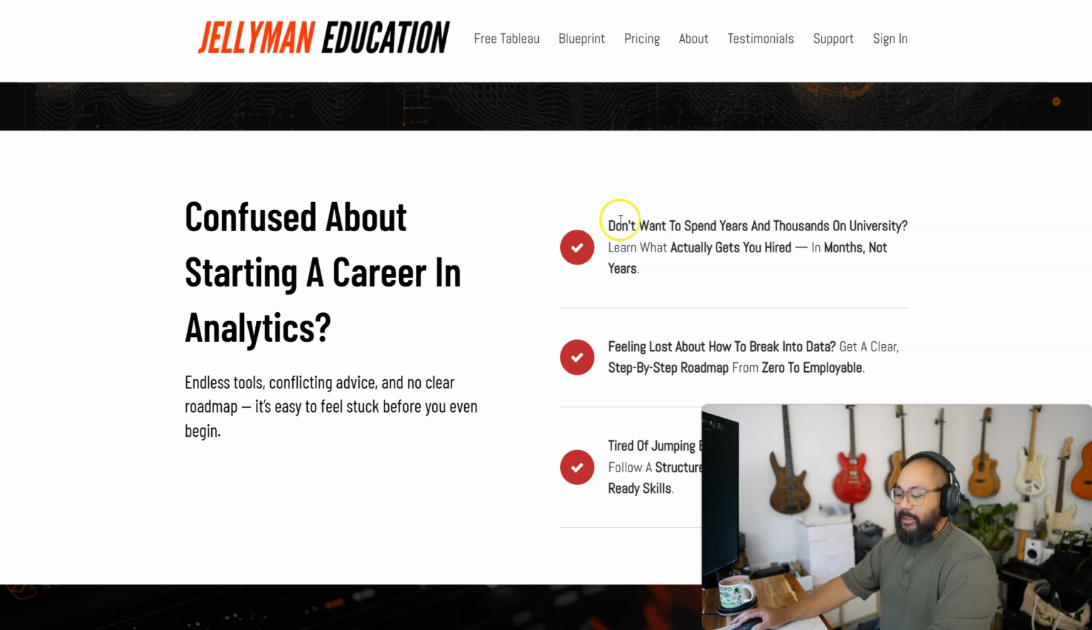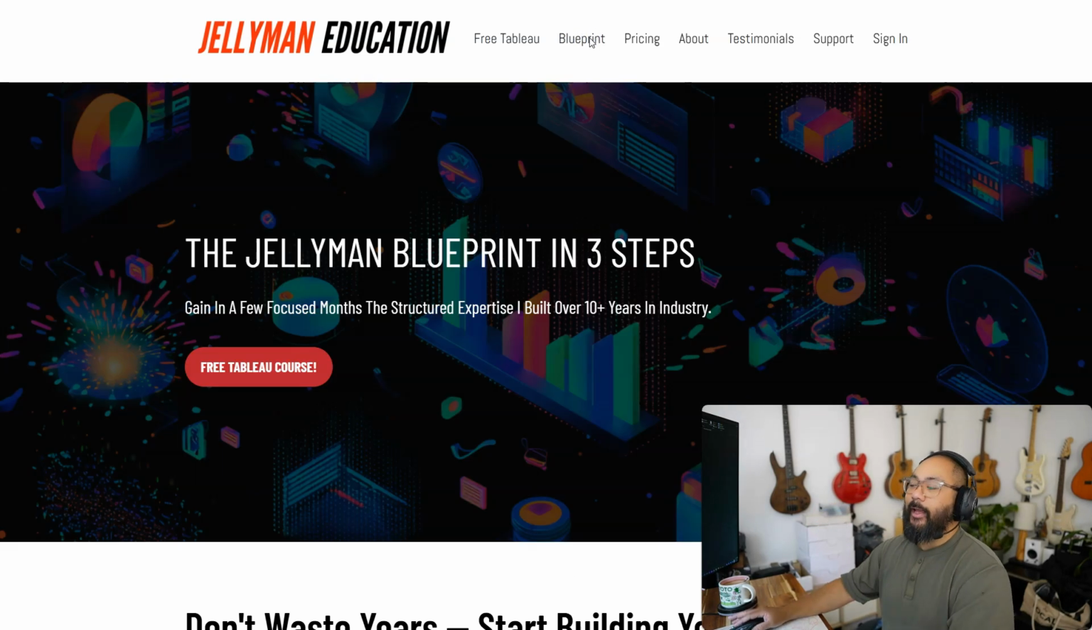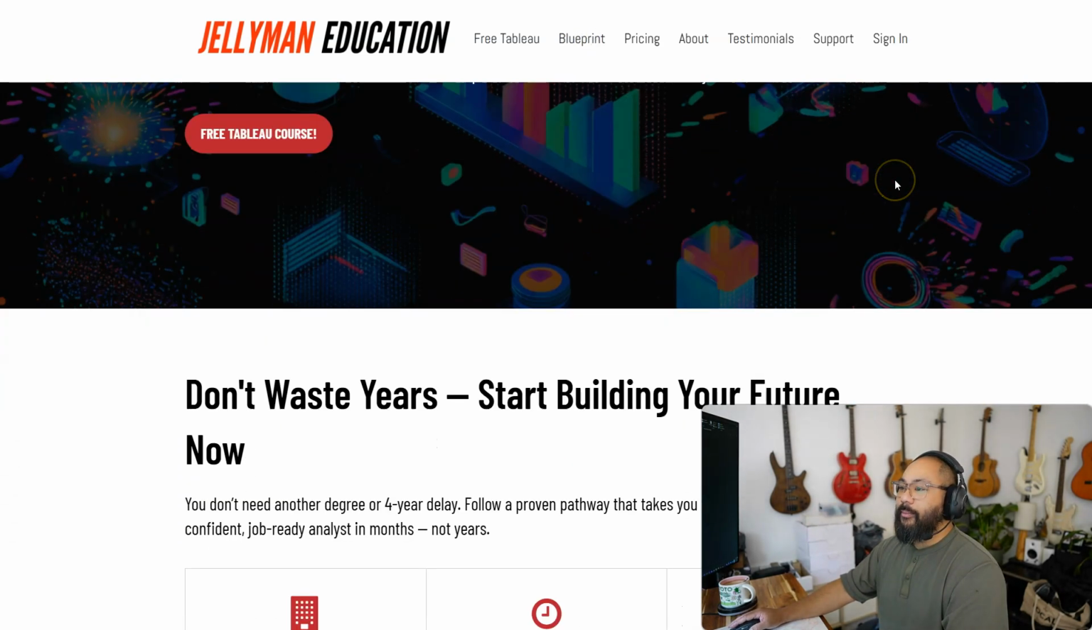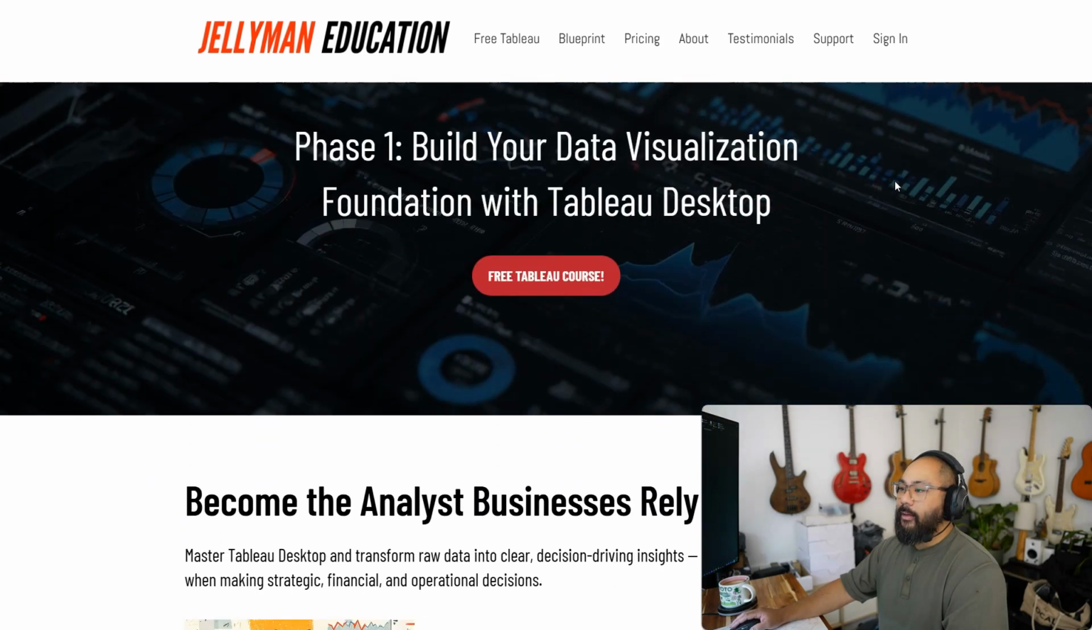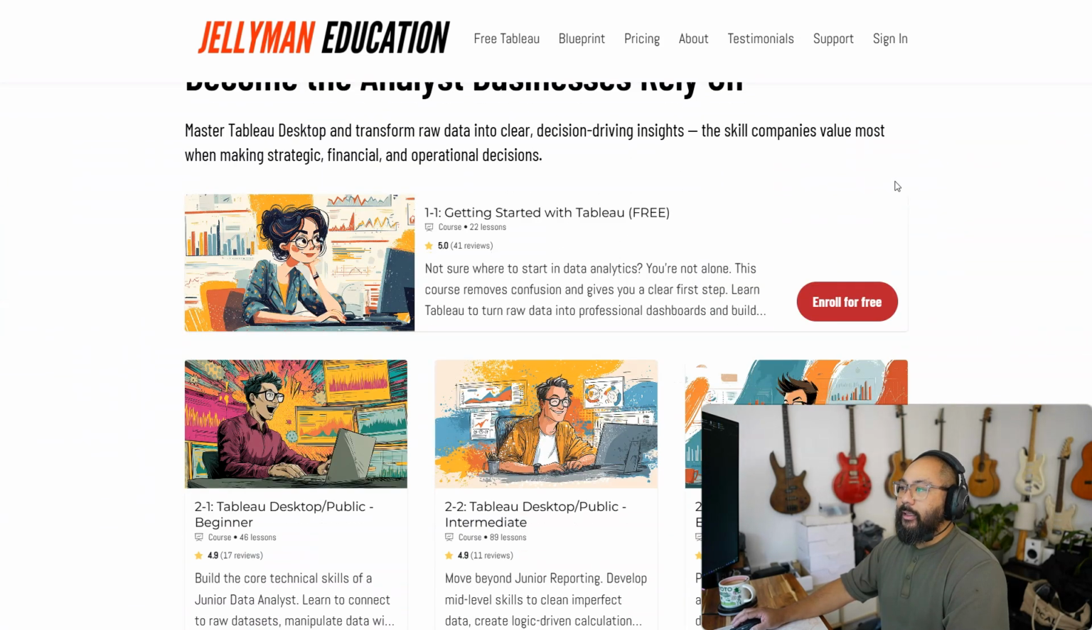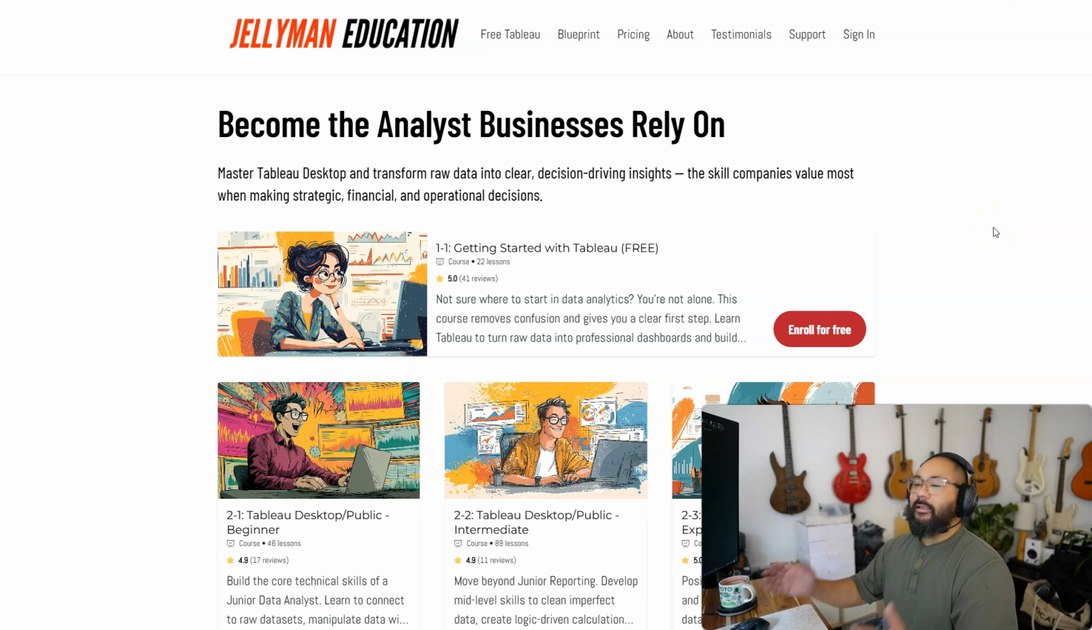So to look at this in detail, we're going to go up here to Blueprint, and it's going to break down the 3 phases of the JELLYMAN Blueprint. So let's go down here. Phase 1, the key here is data visualization, because it's the best way for you to get an understanding of how data is used in business.